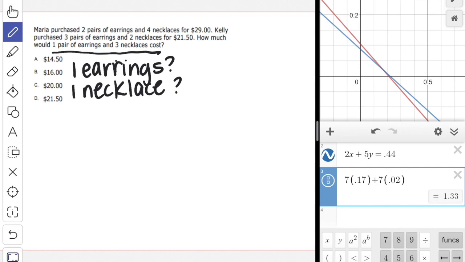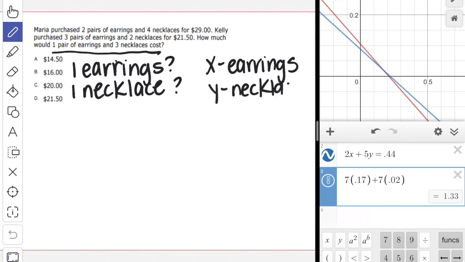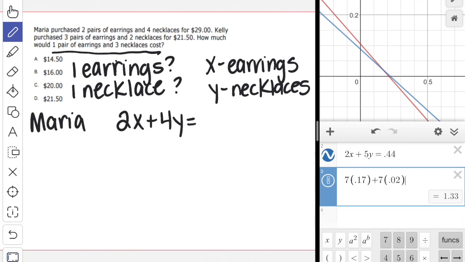So I have, let's say, x is earrings, and y is going to be necklaces. Okay, so we need Maria's equation. Maria had 2 earrings, so 2x plus 4 necklaces for a total of $29. And then Kelly had 3 earrings plus 2 necklaces, which is going to be $21.50.